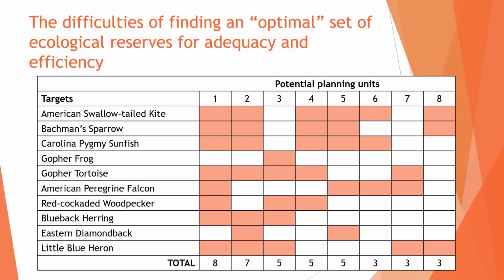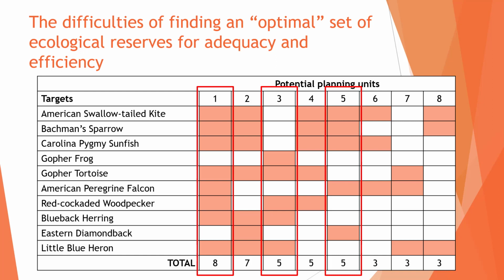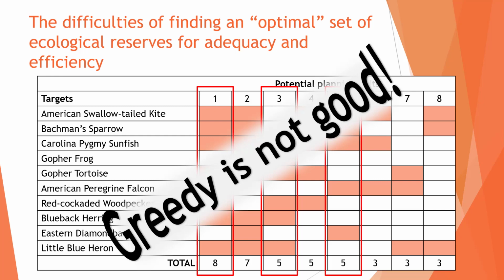It might seem sensible to select the planning unit with the most targets represented, which would be planning unit 1 with 8 targets. In doing so, however, you'll notice that there are 2 targets yet to be protected, the gopher frog and the eastern diamondback. To protect these 2 targets, you will also need to select planning units 3 and 5. This is often the result of spatial overlay models where the spatial unit with the most targets or layers is prioritized. However, recall that we are trying also to be good stewards of our conservation resources. So, greedy is not good.